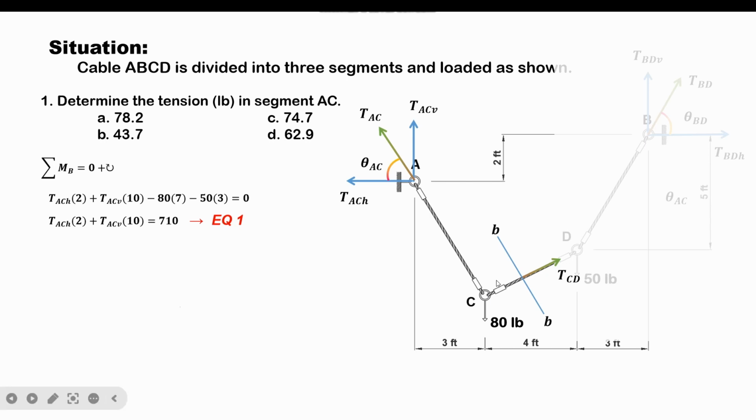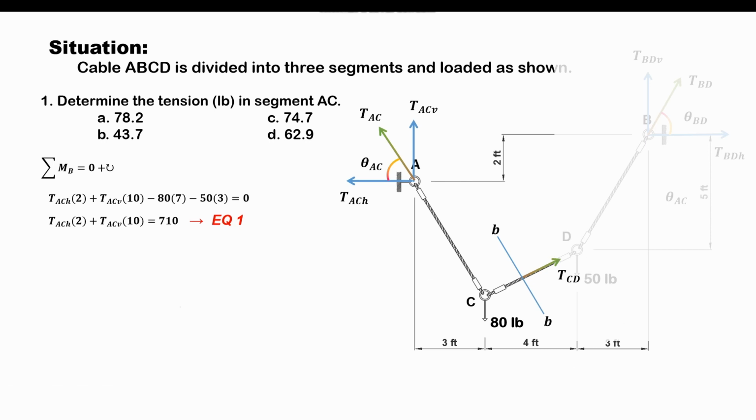But in choosing which of these two points we will be taking moment about, our consideration is that the moment arms of the involved forces should be known. If you inspect, if we take moment about C, the moment arm of TACH is unknown, and there is no way we can solve for that moment arm. So the remaining preferred point where we will be taking moment is point D.